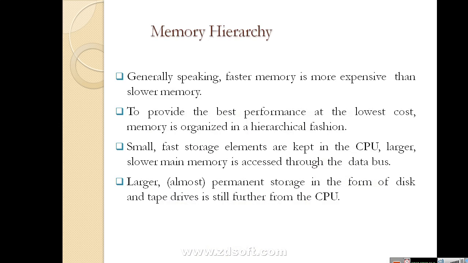Generally speaking, faster memory is more expensive than slower memory. To provide the best performance at the lowest cost, memory is organized in a hierarchical fashion. Small, fast storage elements are kept in the CPU. Larger, slower main memory is accessed through the data bus. Larger, permanent storage in the form of disk and tapes is still further from the CPU.